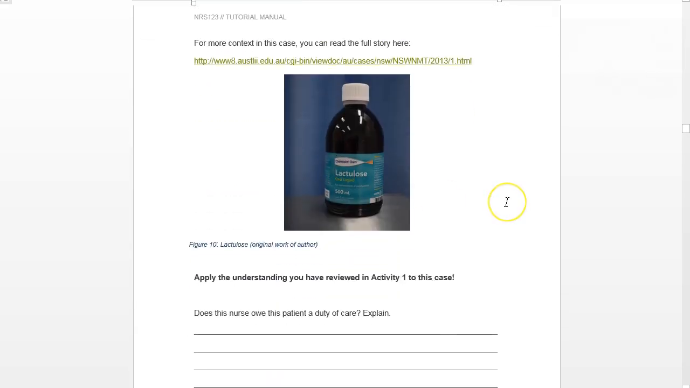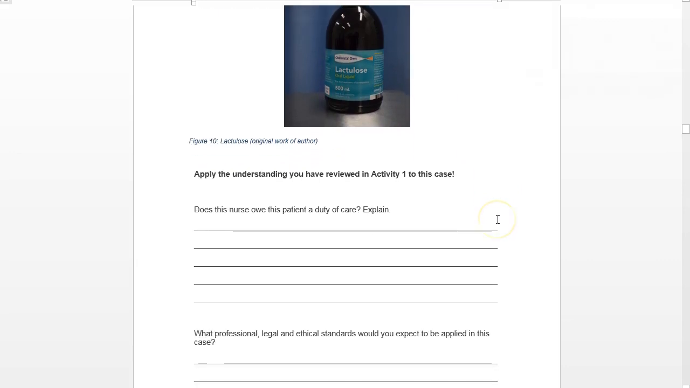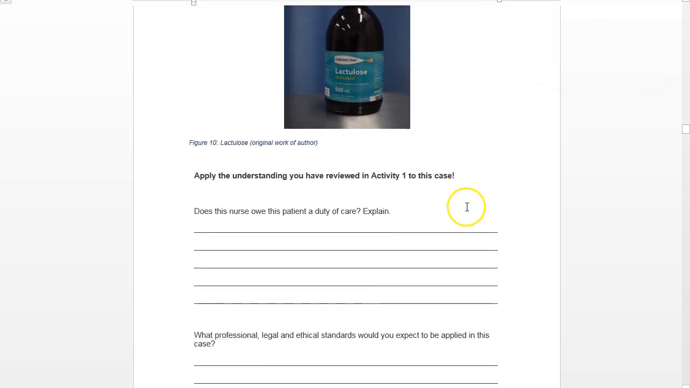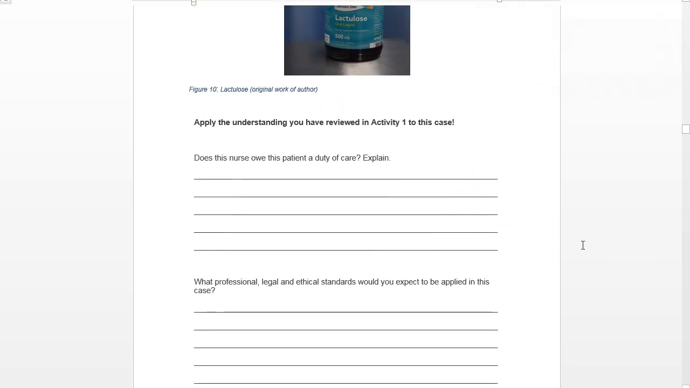Then I've just got a picture of the lactulose, and I've started to get a little bit more specific because a lot of them are doing NRS123, so they're starting to look at medications and all that sort of stuff anyway. So I've got a picture of the lactulose, and I haven't shown them what colour it is on purpose, but it shows them that it's a bottle of liquid. And ask them to read the story and then say, does this nurse owe the patient a duty of care?